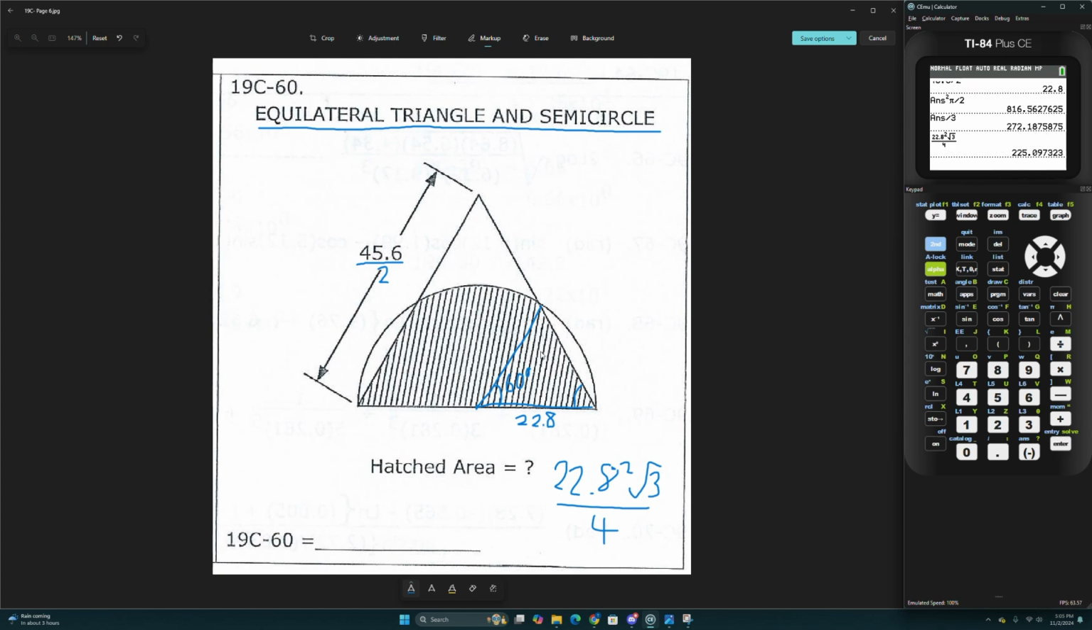Now again, we already figured out that the area of this whole sector is 272. So if we subtract that whole area by the 225, which is just the equilateral section, this right here, 47.09, is the area of this little section, right? So we're going to subtract that from the total of 816, which is the whole semicircle area, twice. And we get our answer to be 722.